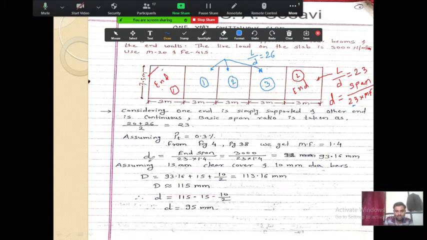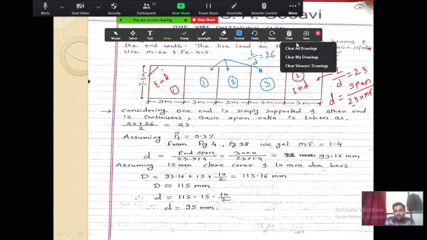So now what will be the change? D is equal to your intermediate span, whatever the span of the intermediate panel, divided by 26 into modification factor. So here, whatever may be the span, divided by 26 into modification factor. This is the only difference. Remember this thing, this is most important.